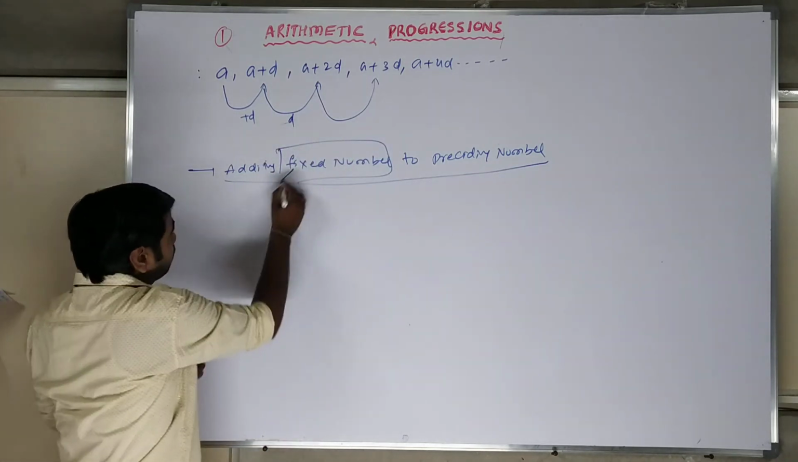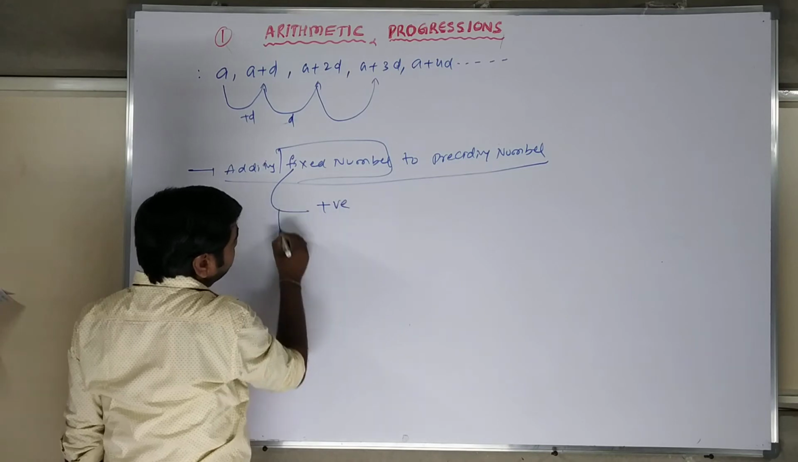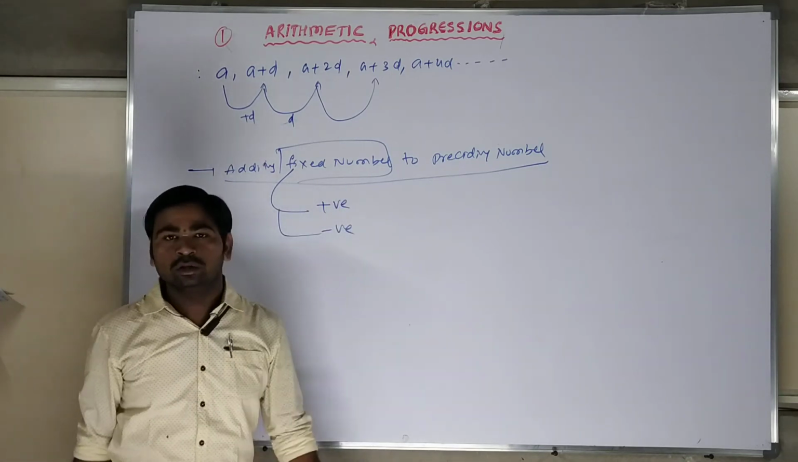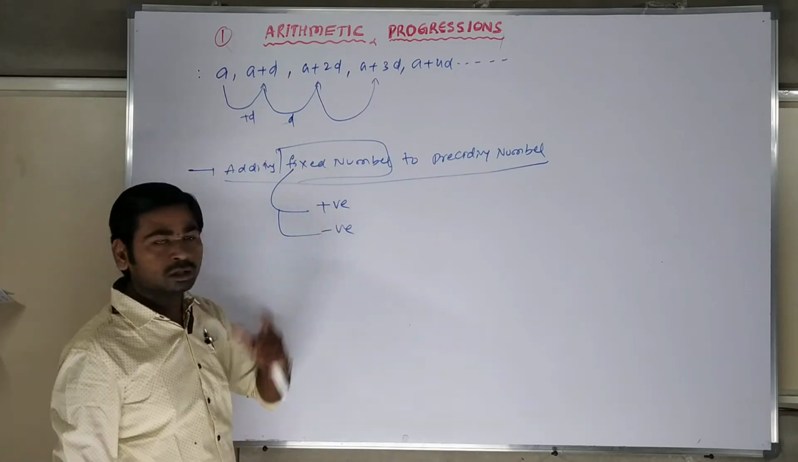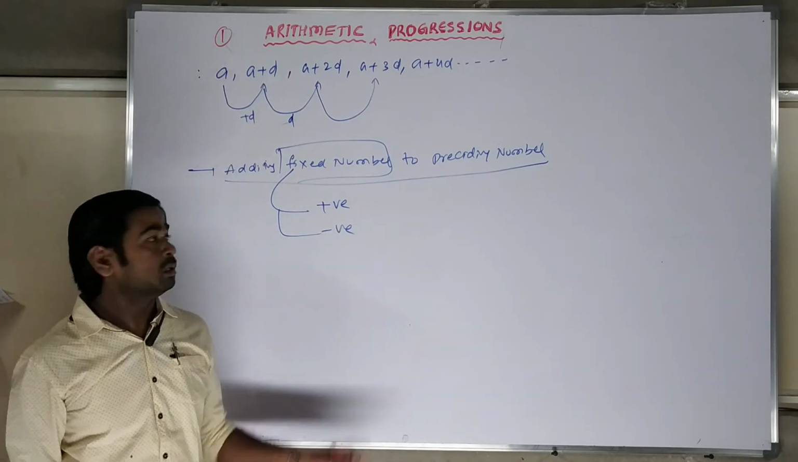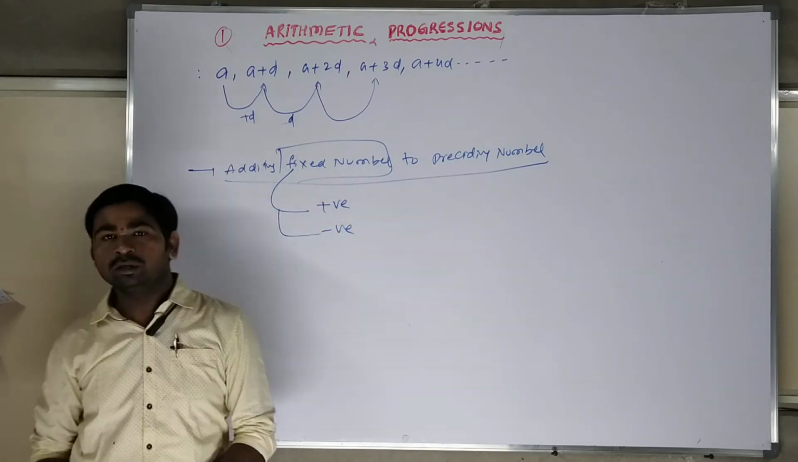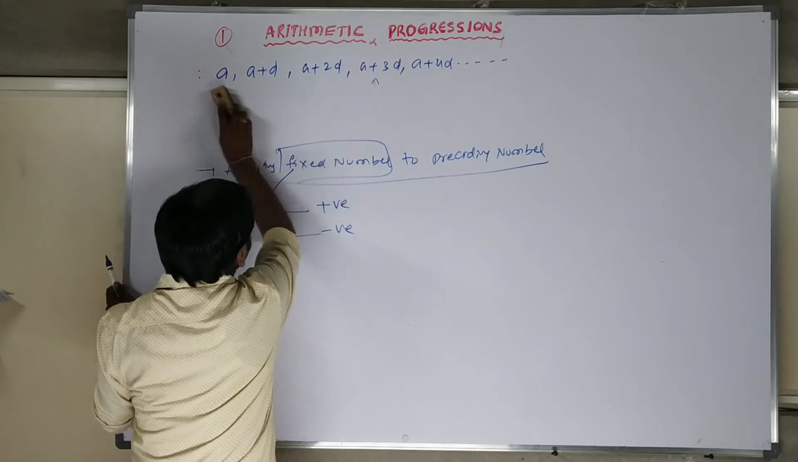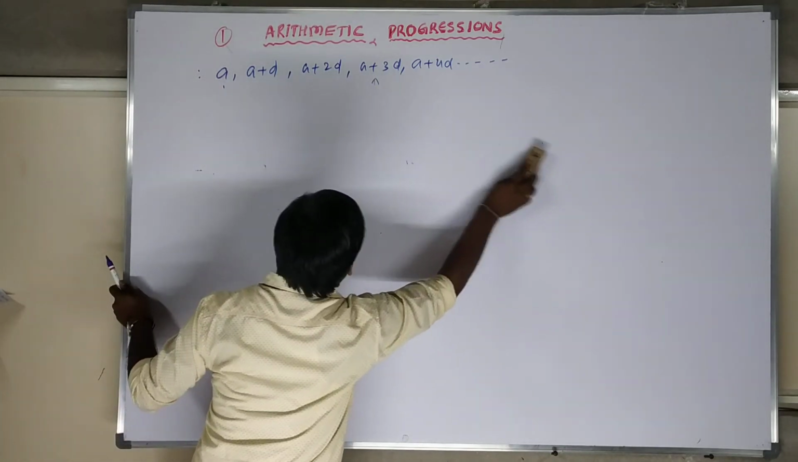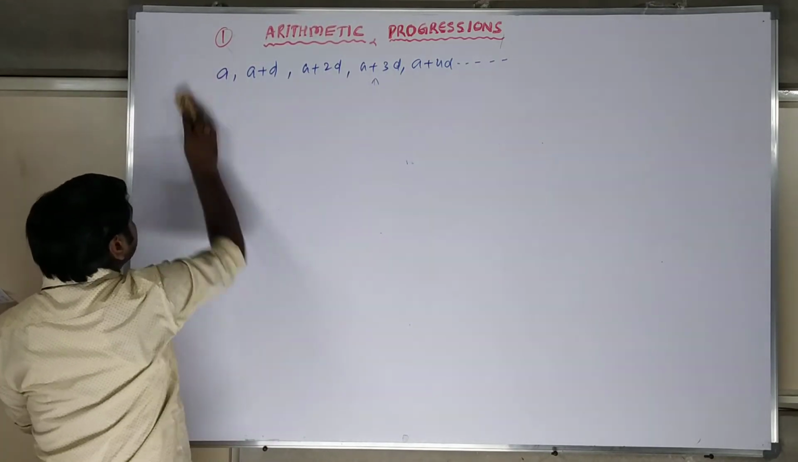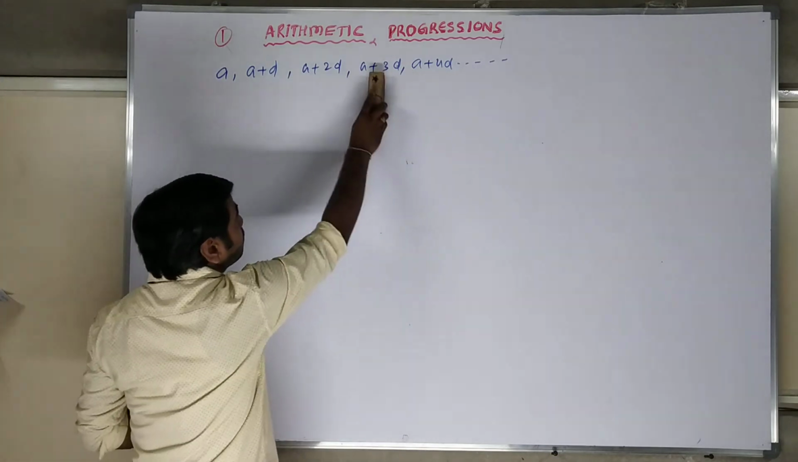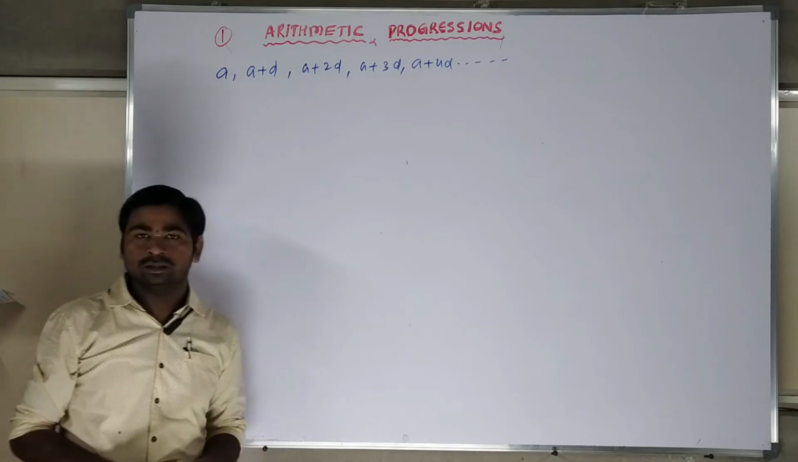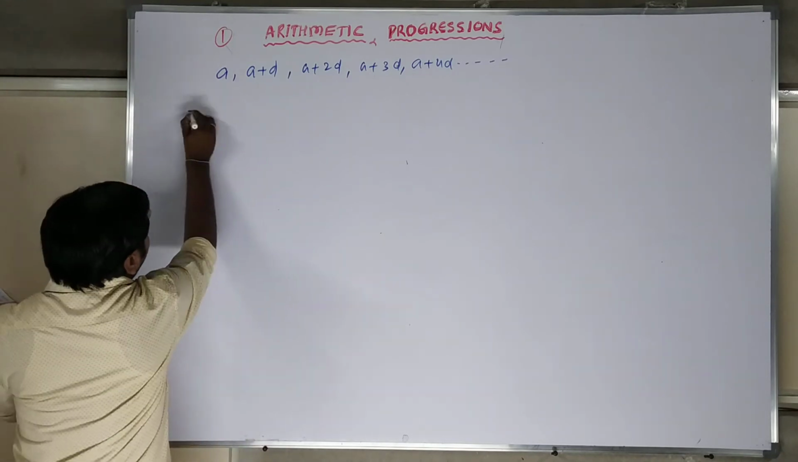This fixed number may be a positive number, it may be a negative number. If you add plus 2 or minus 2, the series is going to be generated. It can be positive, negative, or even 0. Whatever number you add, the series is generated. That is the series format. So this is the first case. In this, we need to understand that we are adding a fixed number to generate a series. That fixed number is generally called the common difference.